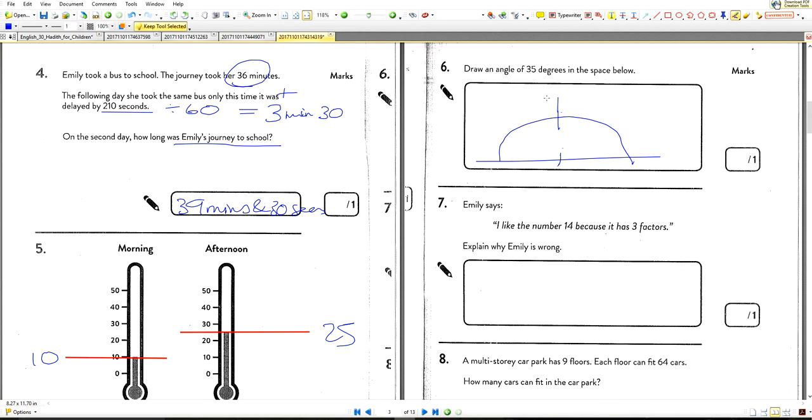Okay, let's try that again. That's better. So 90, so we start with 0, and then we have 180 at the bottom. So our 35 degrees angle is going to be roughly here. Oops, you're moving.